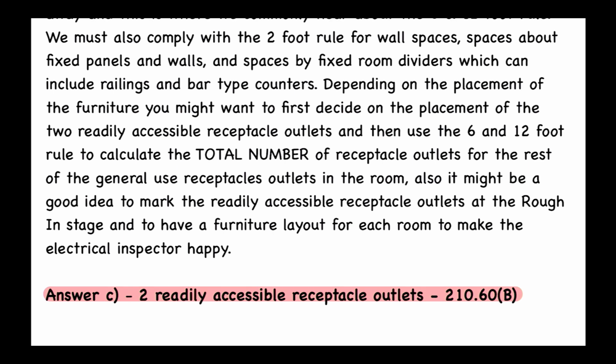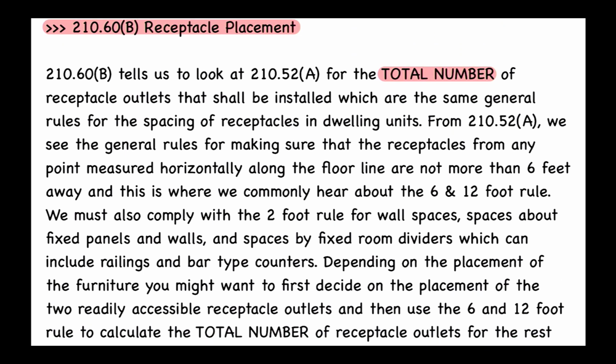And you've got to be careful with this one, because 210.60(B) tells us about the total number of receptacle outlets. And it's telling us to use the same rules that we have in 210.52(A), when we do our 6-foot and 12-foot measurements to see where the receptacles are going to be. But in a hotel or motel, it's different. We just have to comply with the total number of receptacle outlets, and at least 2 of them have to be readily accessible.